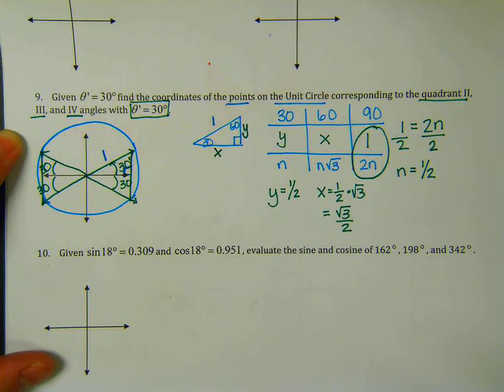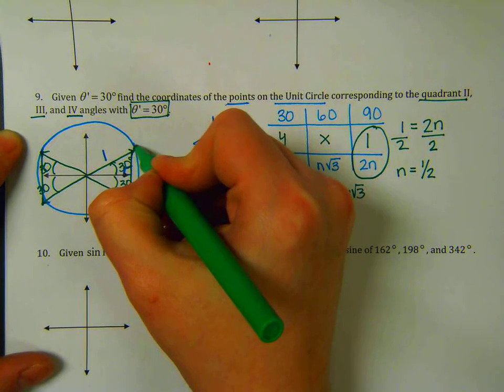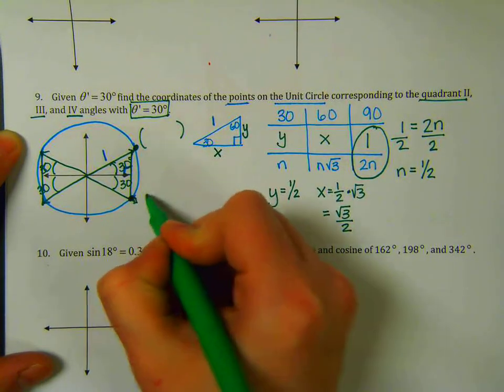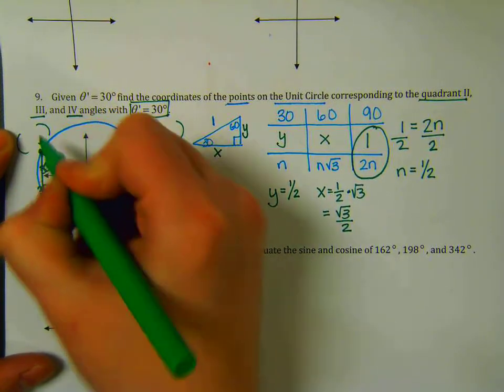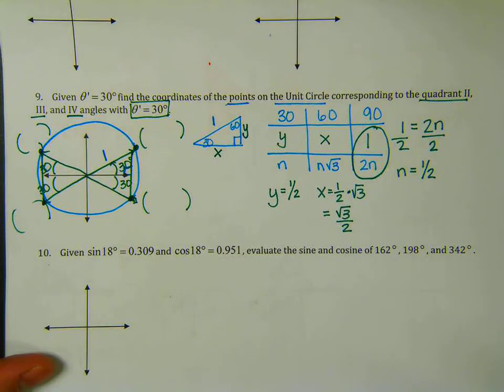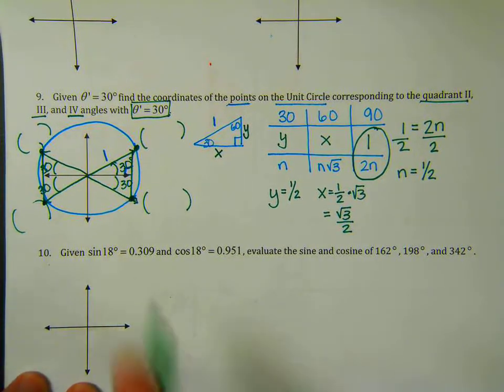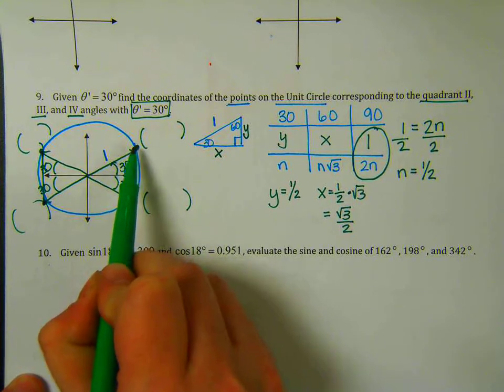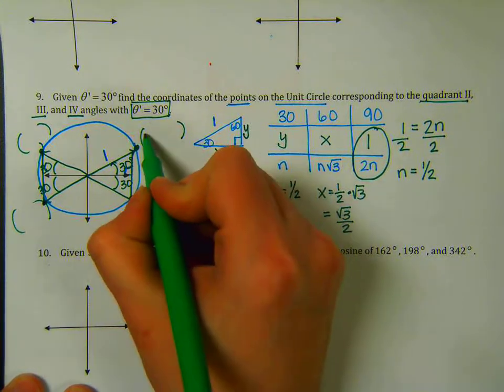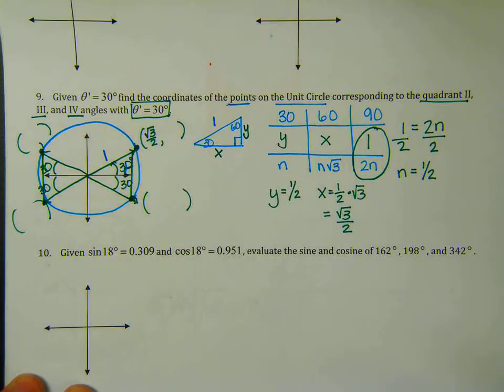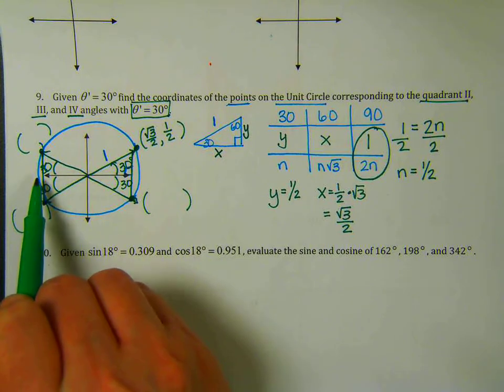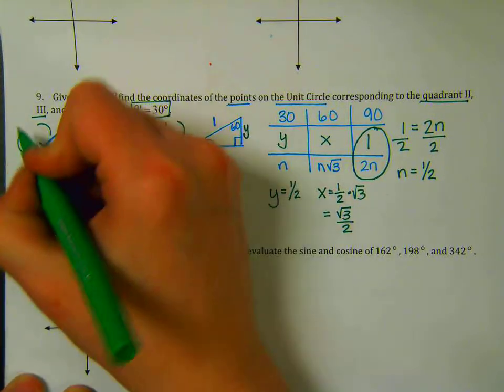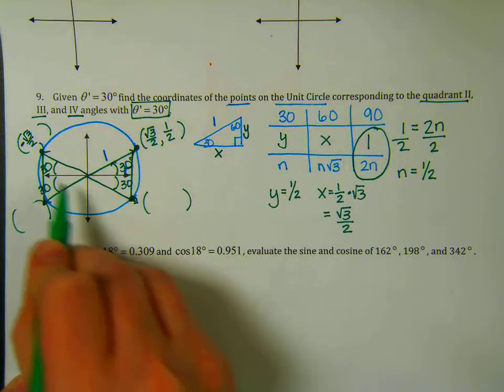Okay, we know what these are, so that means I can go back and put my little points, my coordinate pairs, on my unit circle. In the first quadrant, I go over, so positive, I go up, positive. So that means I'm going over x, which is square root of 3 over 2. And I'm going up y, which is 1/2. Now in quadrant 2, I'm going left, which means my x coordinate has to be negative, so negative square root of 3 over 2. And y is going to be positive 1/2.